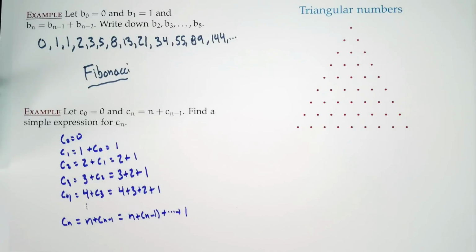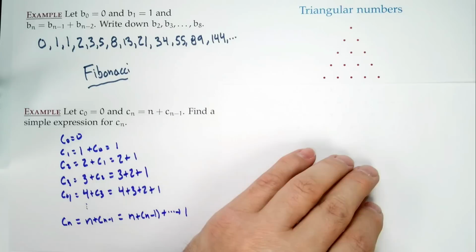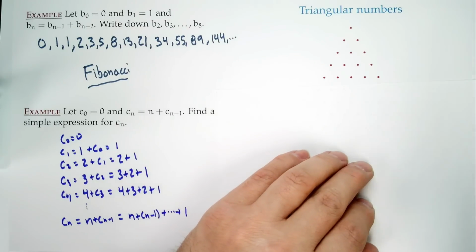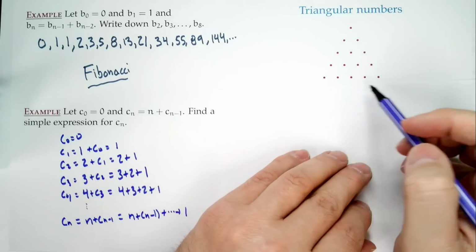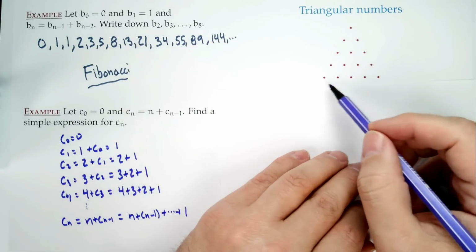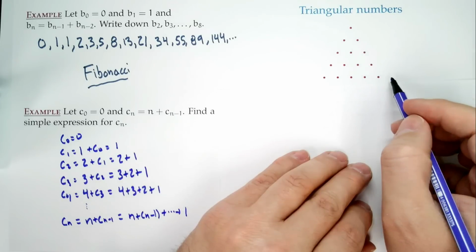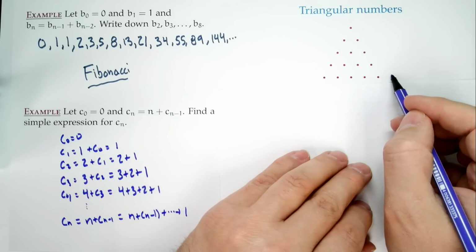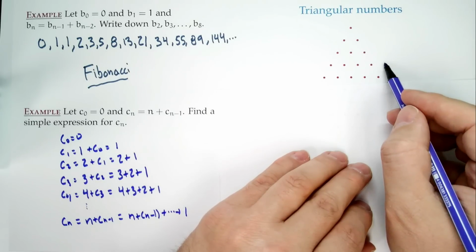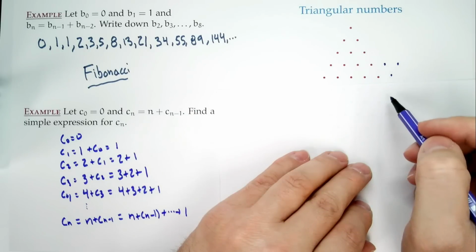How do we find a simple expression? Well, let's do a simple case, and let's see if we can't convince ourselves that's not so bad. So we have some dots. We want to know how many dots there are. What I'm going to do is come to the bottom row, and I'm going to put 1 dot. Then in the next row, I'll put 2 dots.